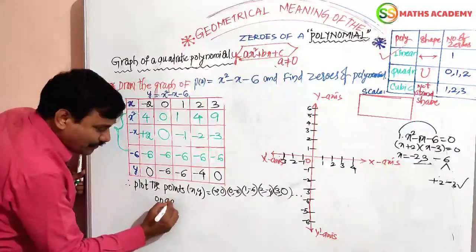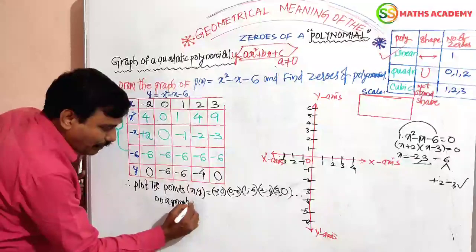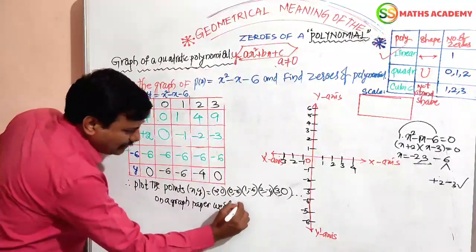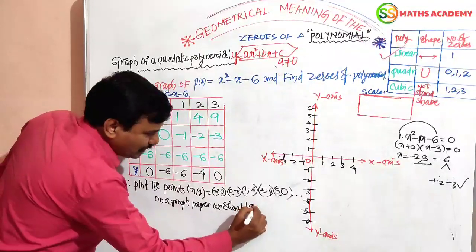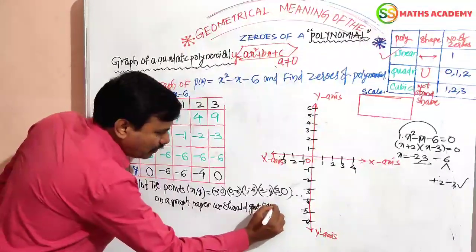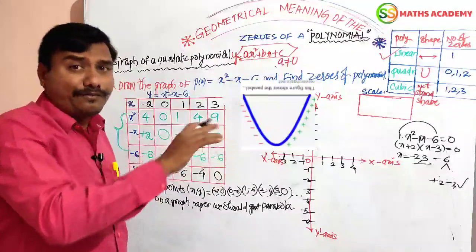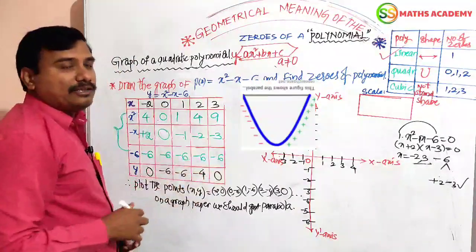We plot the points on a graph paper. You should get a parabola, because the quadratic polynomial has the shape of a parabola only. That curve is in the shape of a parabola only. Let us plot the points on the graph.